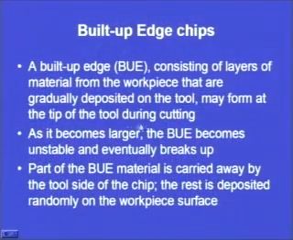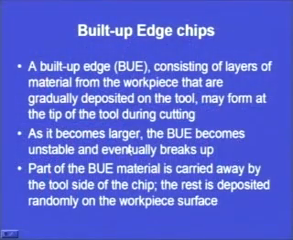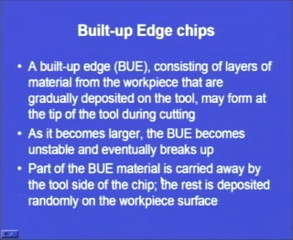This may form at the tip of the tool during the cutting operation. So, the first point says that some material of the workpiece may get deposited gradually on the tip of the tool, and it is called the built up edge. As it becomes larger, the built up edge becomes unstable and eventually breaks up. Some material of the workpiece gets deposited layer wise on the tip of the tool, it grows, and after some time it becomes unstable and parts off.